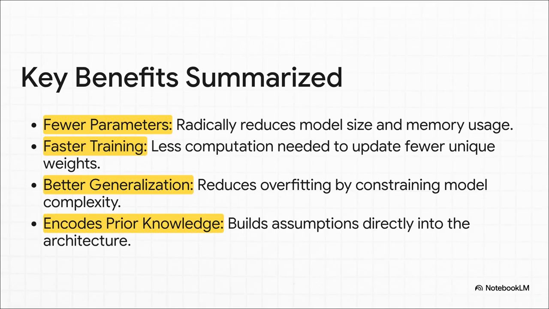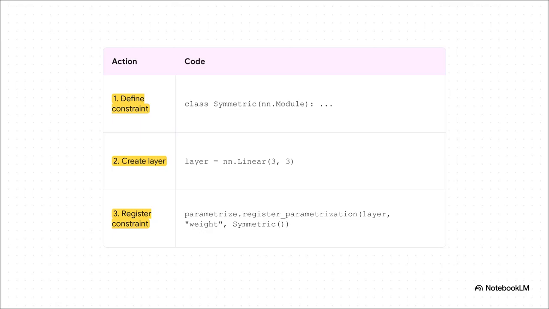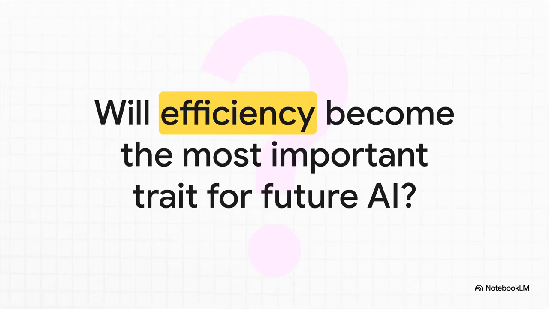That's a huge deal. And look, this isn't just some high-level theory. For anyone who likes to get their hands dirty with code, modern frameworks like PyTorch have tools for this built right in. You can actually define a constraint, like, say, forcing a matrix to be symmetric, and then apply that rule directly to a layer in your model with just a single line of code. It's incredibly practical. Which leaves us with a final thought to chew on.